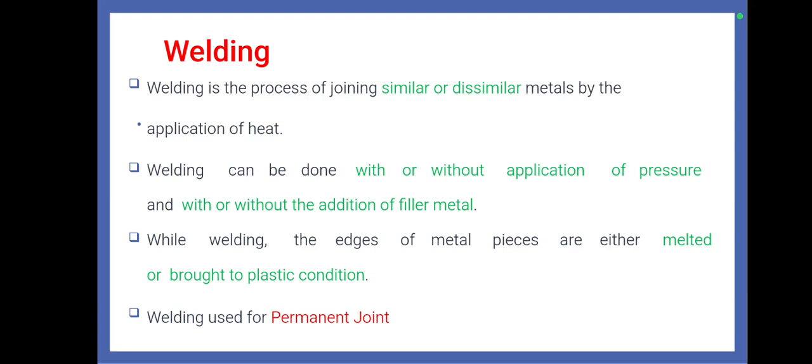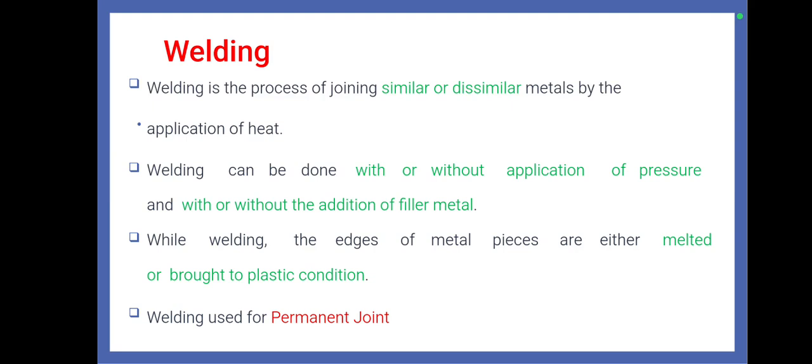The filler material has a similar composition and melting point as the base metal. The filler rod is used to make up losses during the welding process, to fill up any gap between the joint surfaces and to produce a fillet. Welding is used for a permanent joint.